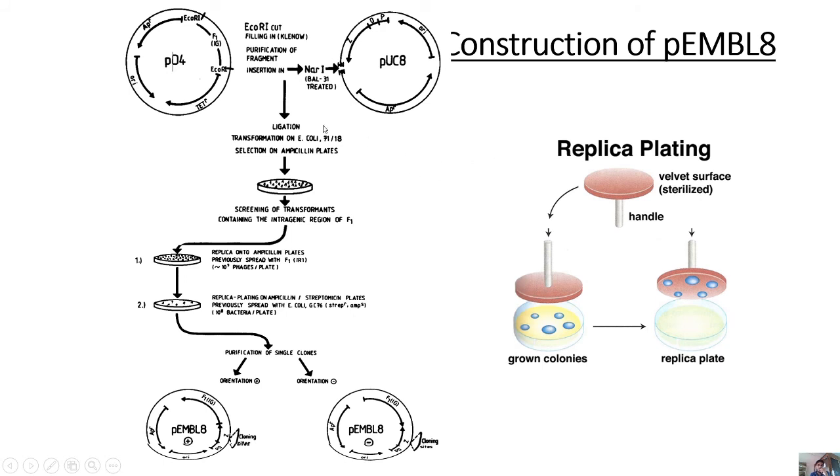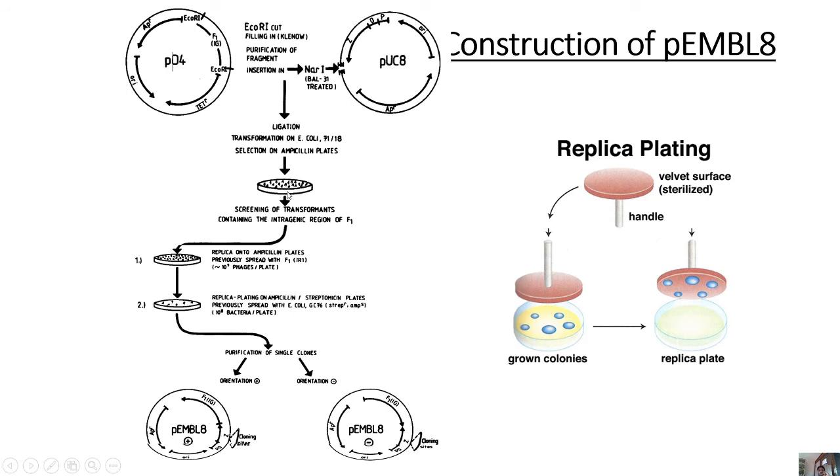For that, transformation after the ligation of the F1 genome into pUC8. That means after the construction of the pMBL8 plus and minus, you need to introduce this vector into a host cell, that is E. coli, an ampicillin sensitive one. After the transformation process, the transformant E. coli have ampicillin resistance capabilities. So those transformant E. coli can be selected in a medium having ampicillin.